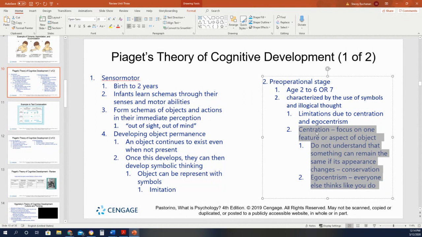And then egocentrism is just this idea that everyone else thinks like you do. So that would be as simple as you see it one way as a child, so you work under the assumption that everybody else sees it your way.